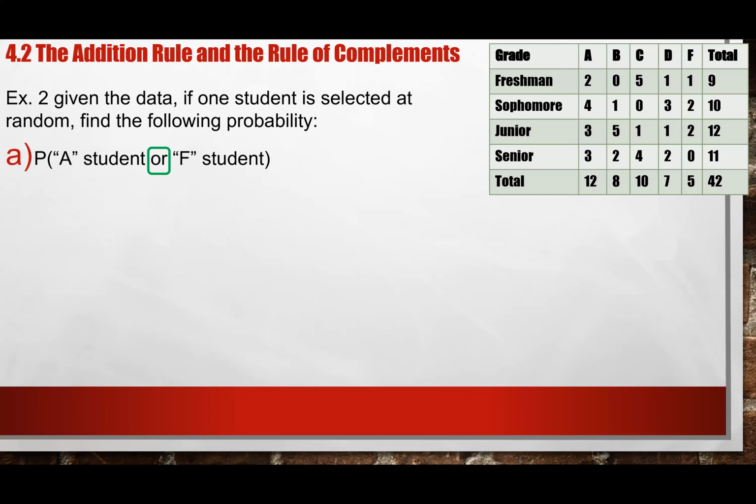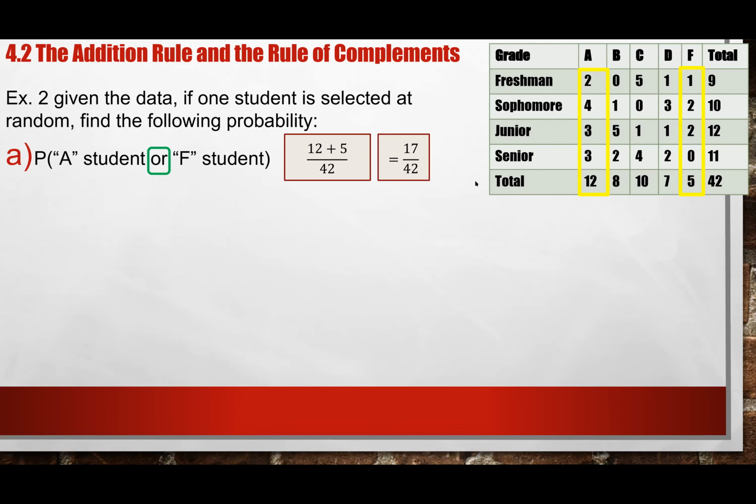But again, the first thing is you ask yourself, does the A student intersect with the F student? You can see that you either have an A on your test or you have an F on your test. You won't have an A and also an F on the test. You might have an A on one test and an F on the other test, but this is only one test. So you either have an A or an F. Do you agree that this is a mutually exclusive event? Because the two items we're looking for do not intersect, okay?